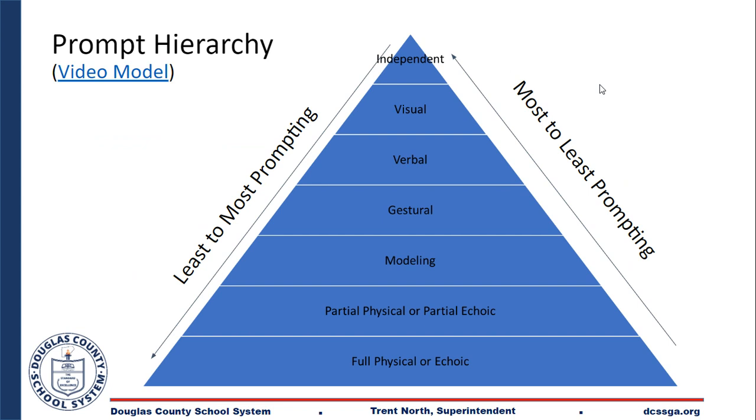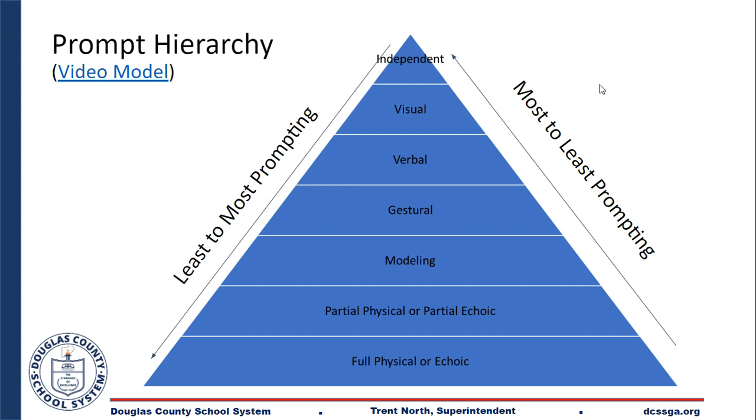This is the prompt hierarchy. If you need to see what these prompts look like, you can click that link under the video model. I'm not going to play it now, but that is there as a reference if you need it. But I'll go over what these prompts are, starting with the most restrictive prompting, which is full physical or echoic.